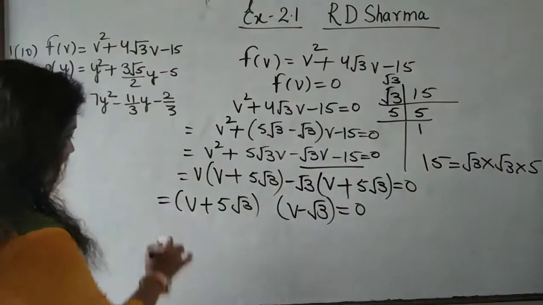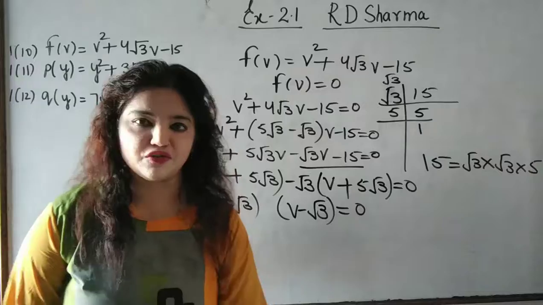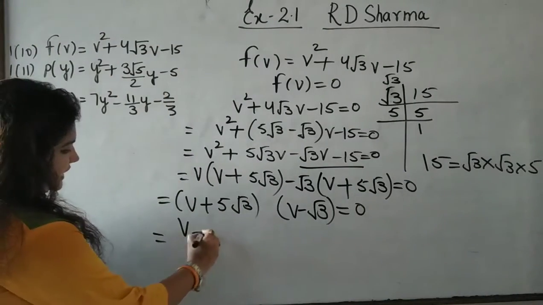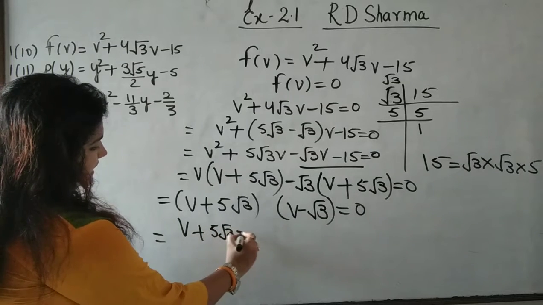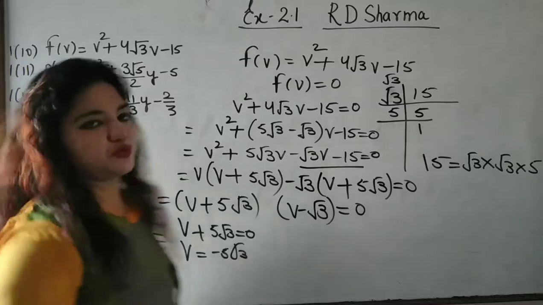Fine. Now either this is equal to 0 or this is equal to 0. So I am taking v plus 5 root 3 equal to 0. So v plus 5 root 3 is equal to 0. That means v is equal to minus 5 root 3.